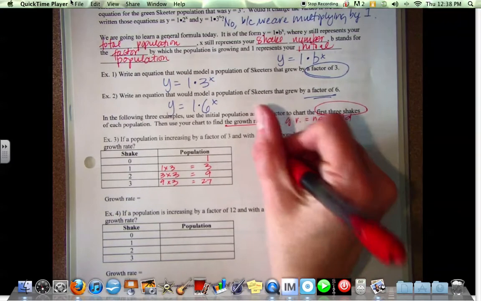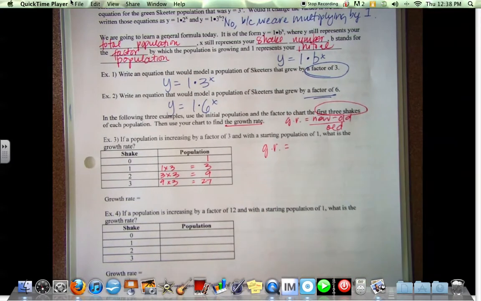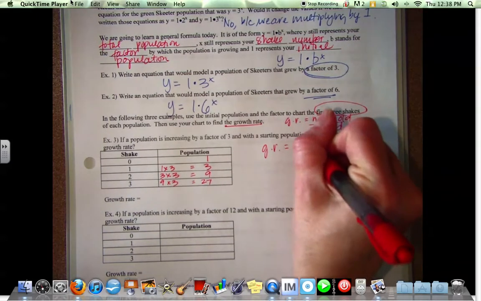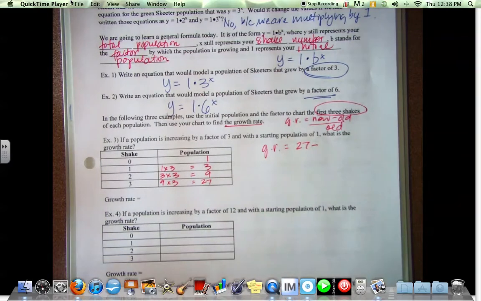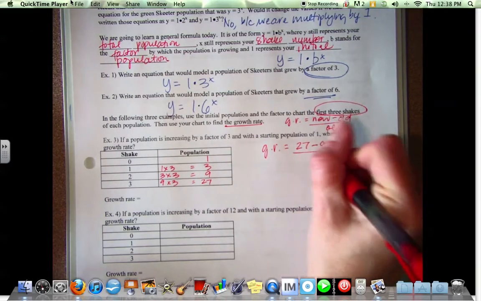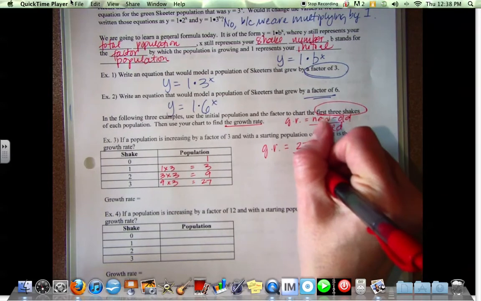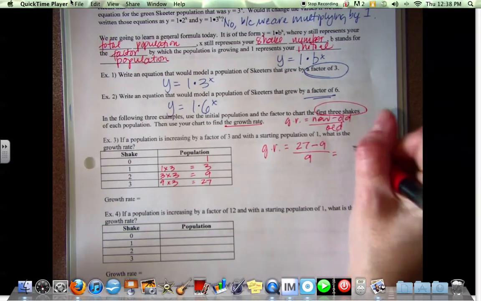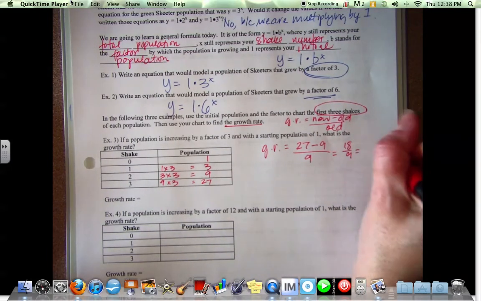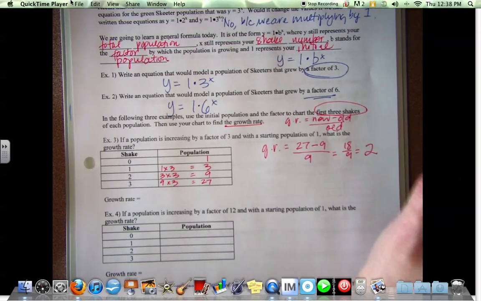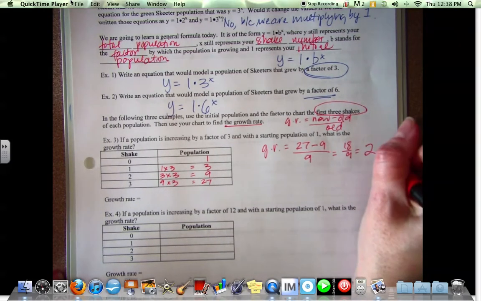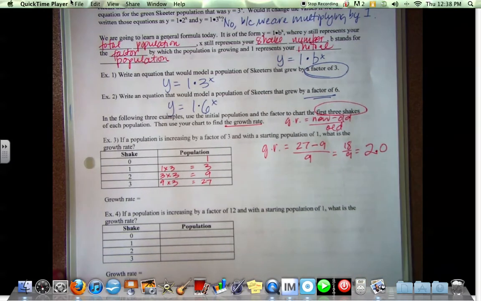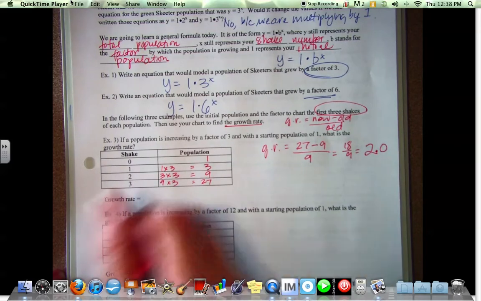So now we need to find the growth rate. The newest population is how much? 27. Minus the previous population, which was 9, divided by 9. 27 minus 9 gives us 18 over 9, which simplifies to what? 2. So my growth rate as a decimal is 2 or 2.0. So what is it as a percentage? It is 200%.